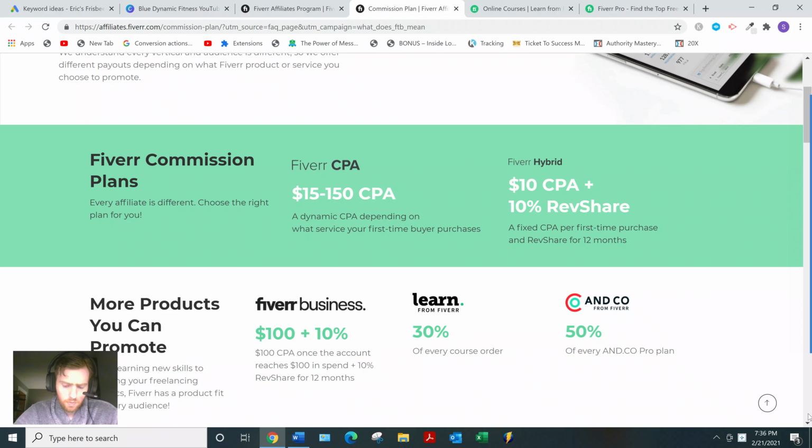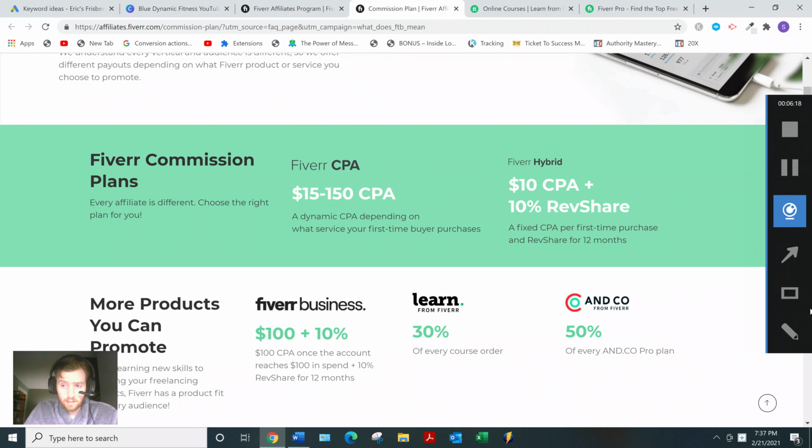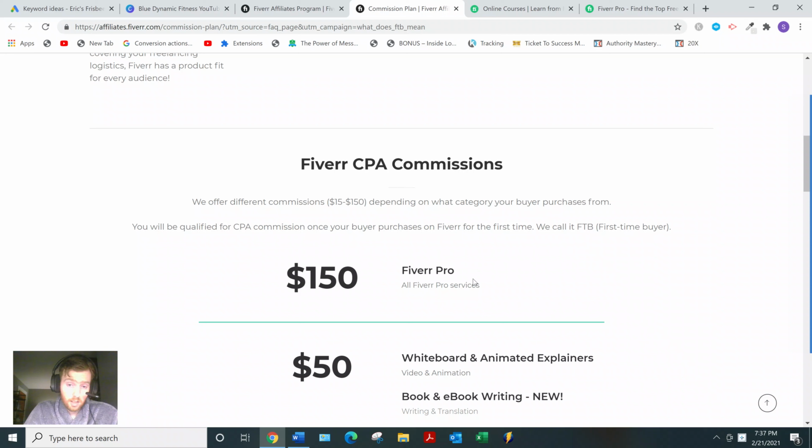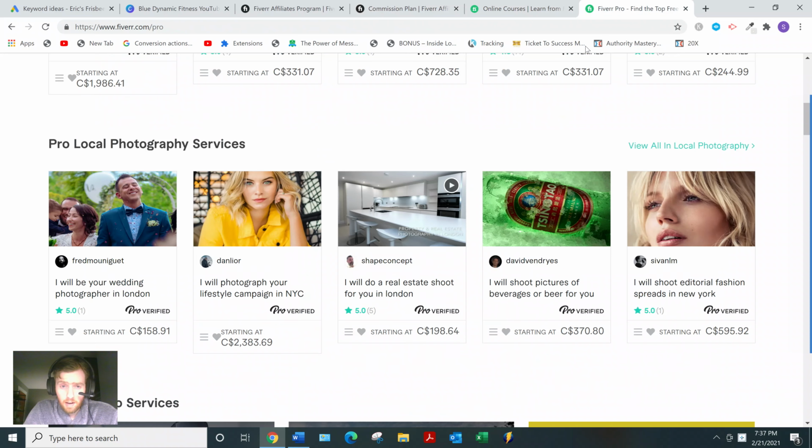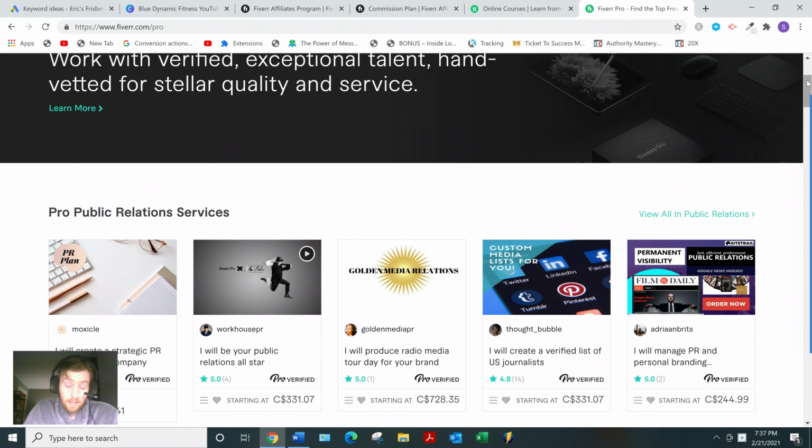There's basically three different commission plans, all for first-time buyers only. And the payouts vary between $15 and $150 is the highest you can get. And that's for the Fiverr Pro plan, the $150 Pro services. Which, I mean, makes sense because look at how much Fiverr Pro costs. So now, should you promote it?